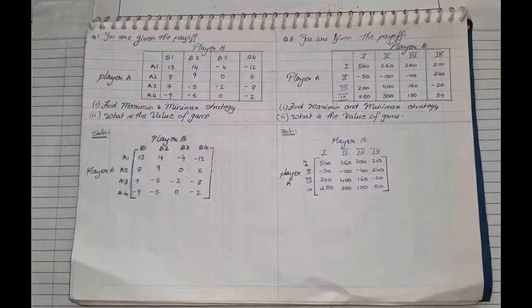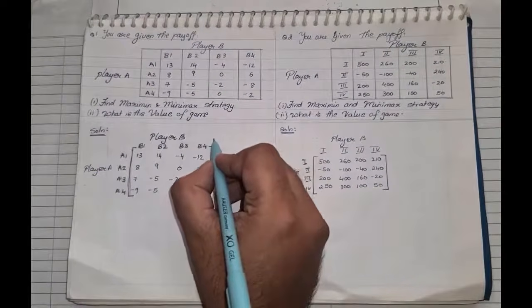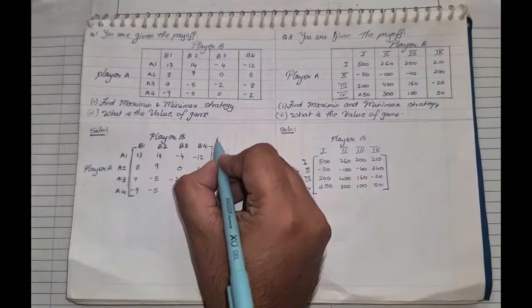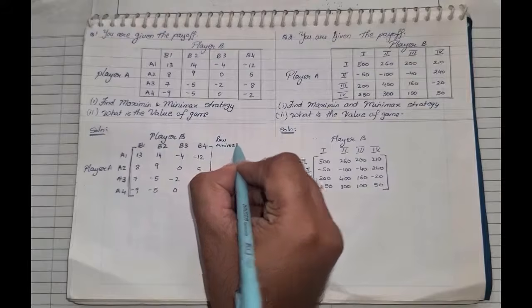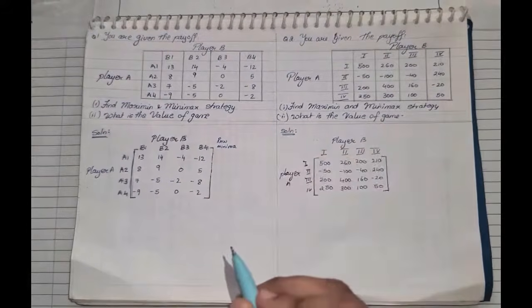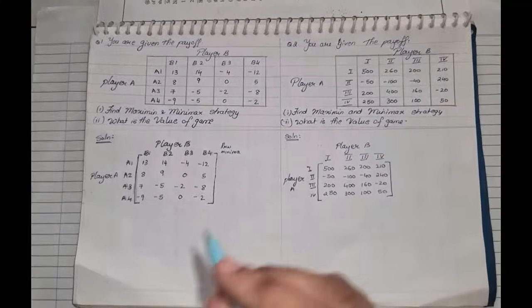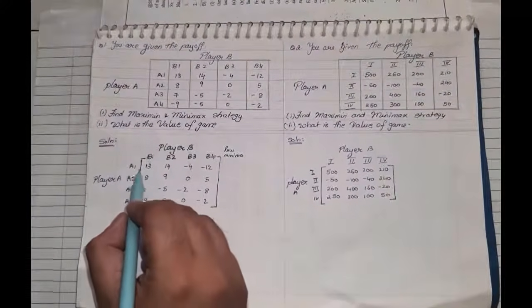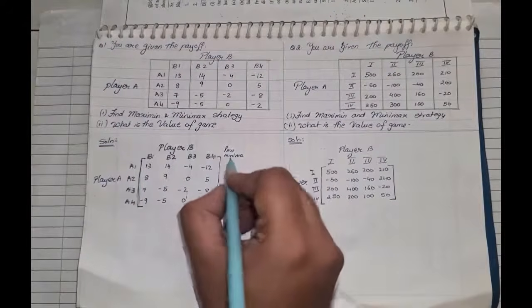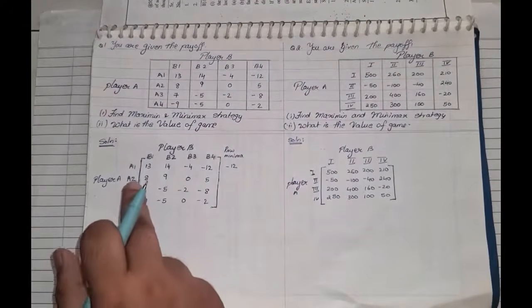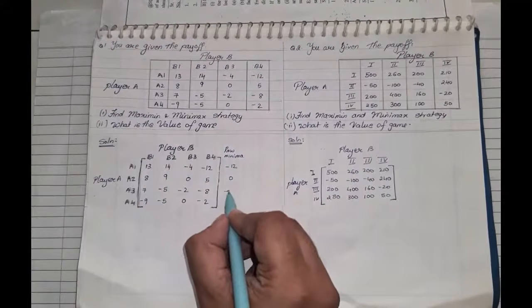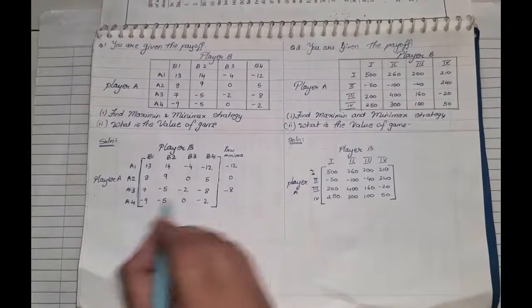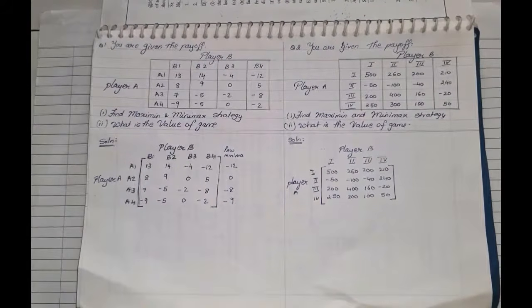Now, in order to start the sum, the very first thing you need to do is, on the right side, write row minima. Row minima means the lowest value from each row should be noted down. So from row 1, that is A1, the minimum value is -12. From row 2, the minimum value is 0. From row 3, it is -8. From row 4, it is -9. The very first step is to get the row minima.